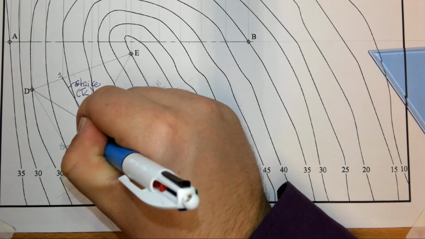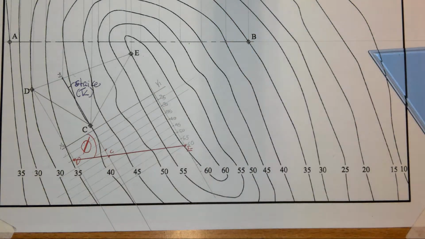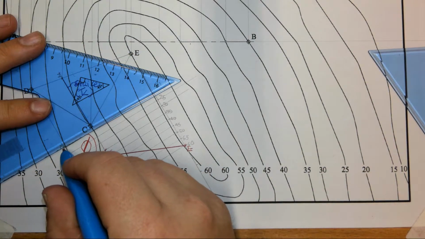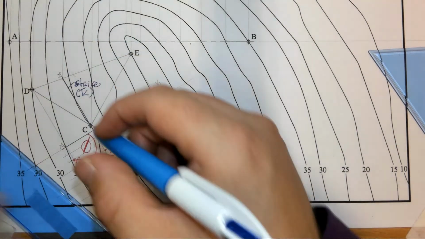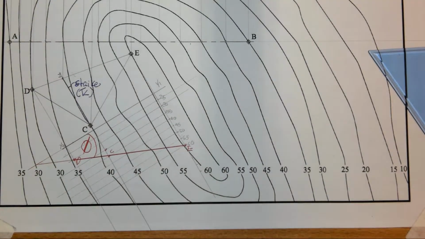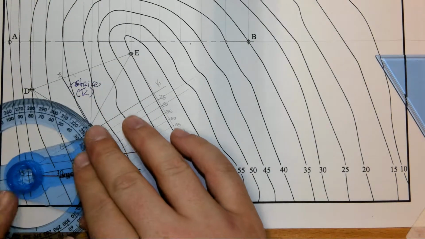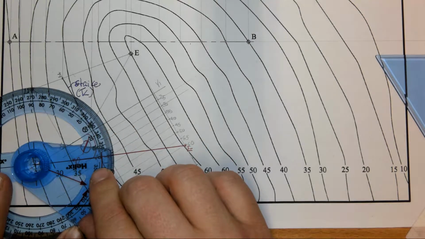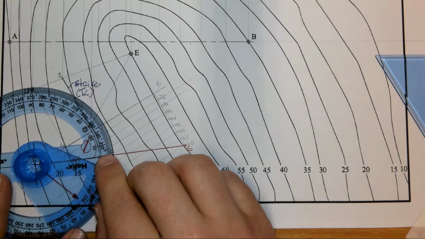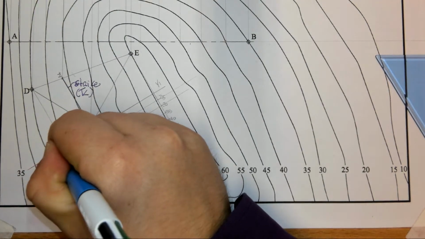Now the dip is this angle here. That's the dip. I would always measure that and write it in, otherwise you do genuinely risk losing marks. I'm just going to extend this line. I'm only marking and drawing in pen for clarity. And then you can measure the angle. So the dip is 25 degrees.